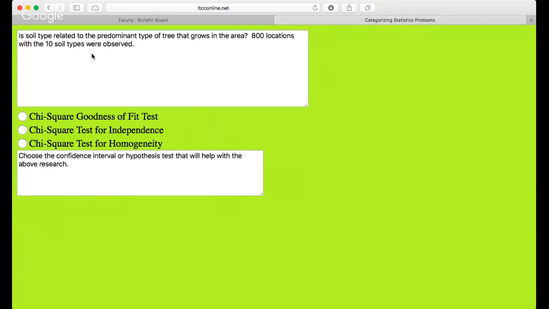Okay? Is soil type related, you could also say associated, to the predominant type of tree that grows in the area? 800 locations with 10 soil types were observed. Here's our population: 800 locations. What we observe is in those 800 locations. That's the population. The 10 soil types are one variable, the different soil types, and the type of tree is the other variable. This is independence, hands down. And that's how we would use it there.